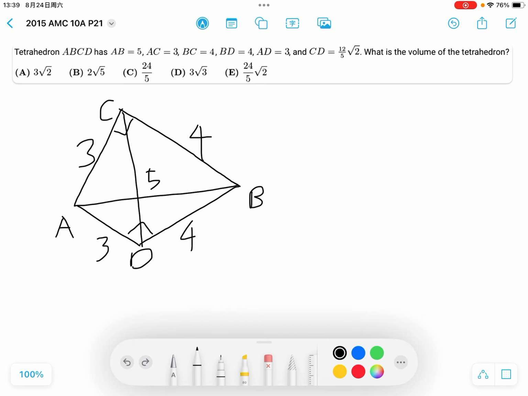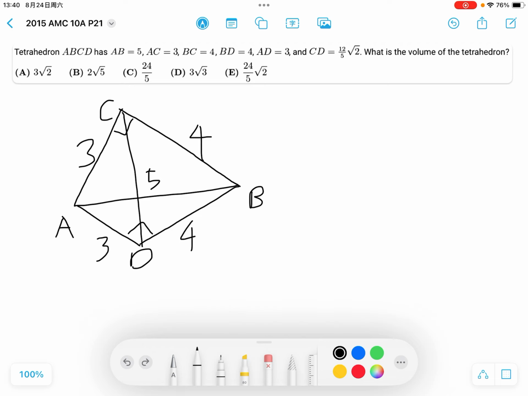Okay, so I want the volume of the tetrahedron. The formula for the volume of any tetrahedron is base times height times 1/3. Now the base, we already have the base. The base is just 3 times 4 over 2, the area of this triangle. That's 6. We only need the height, so where's the height?